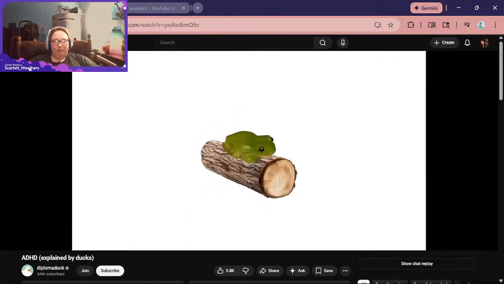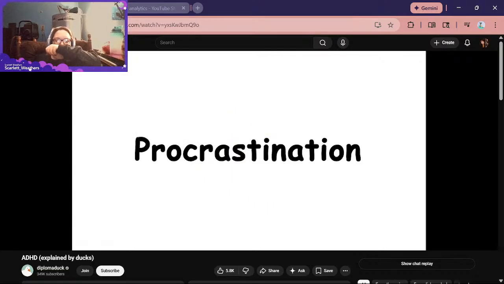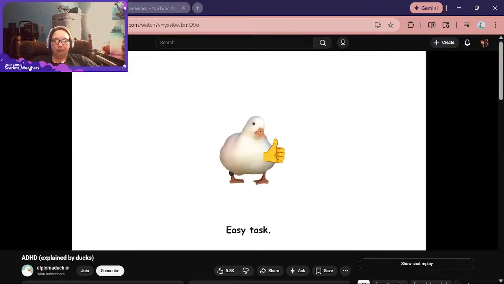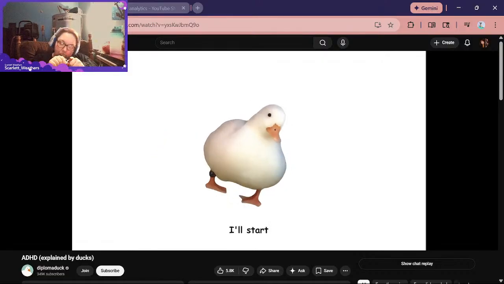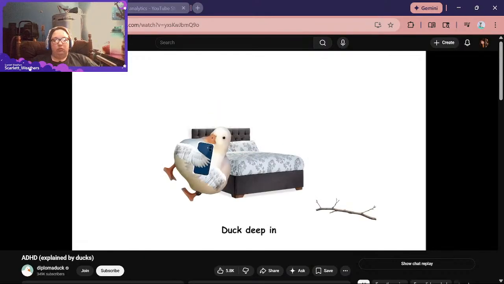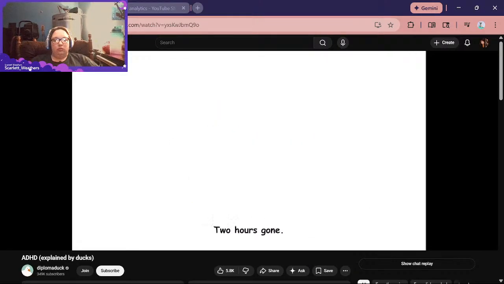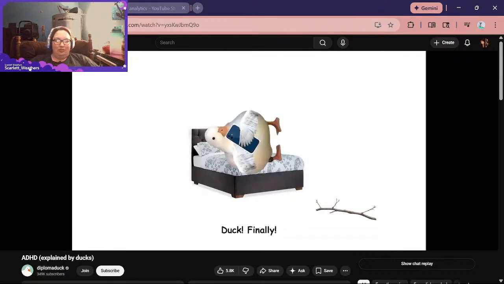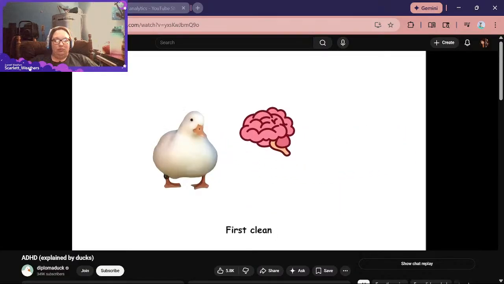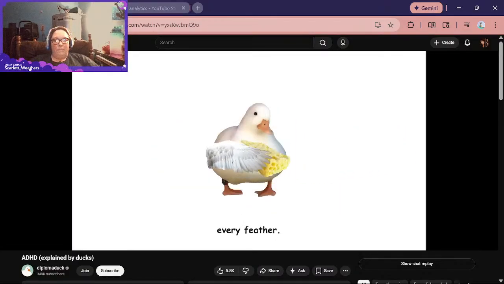Yippee! Avoidance isn't laziness. It's pressure without direction. Procrastination. Duck has one task. Build nest. Easy task. Duck says, I'll start after one scroll. One scroll becomes 10. Duck deep in goose drama thread. Two hours gone. Duck finally stands up. Picks up one twig. Brain says, wait, first clean feathers. Duck polishes every feather, even the ones under wings.